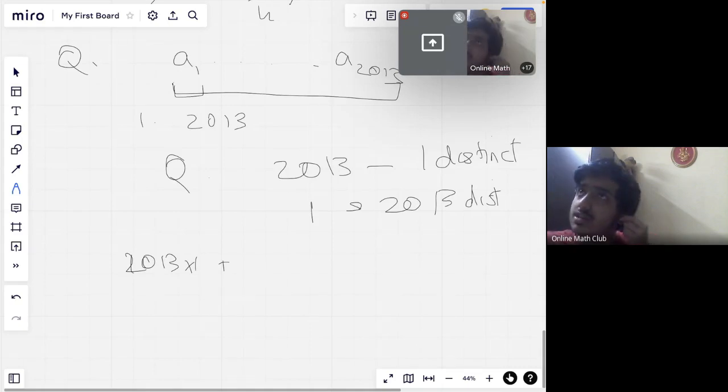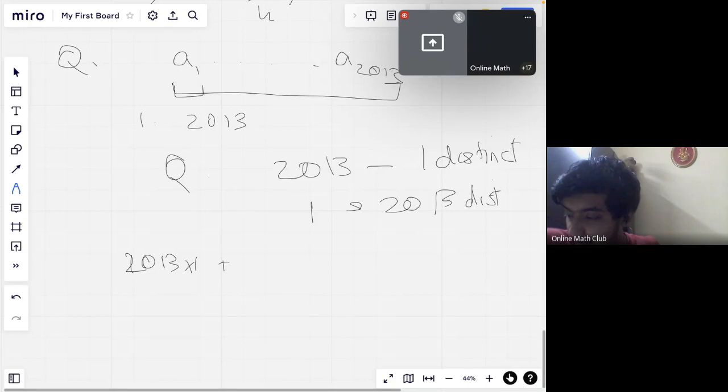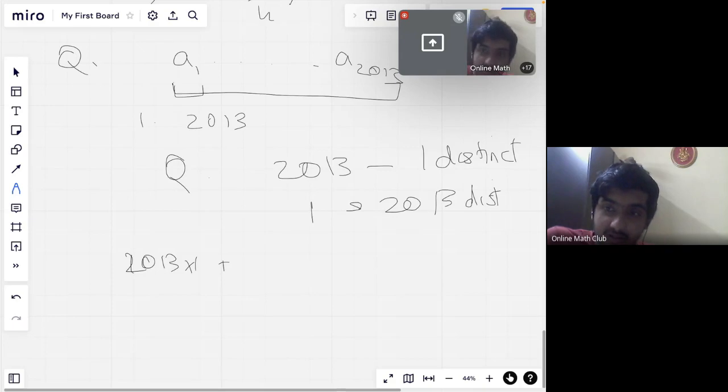I don't think this is true actually. You can check, but this is not the number of ways you can choose one distinct number. I don't think the number of ways you can choose two distinct numbers will be 2013 choose 2. Actually, I'm not sure what RVs is.